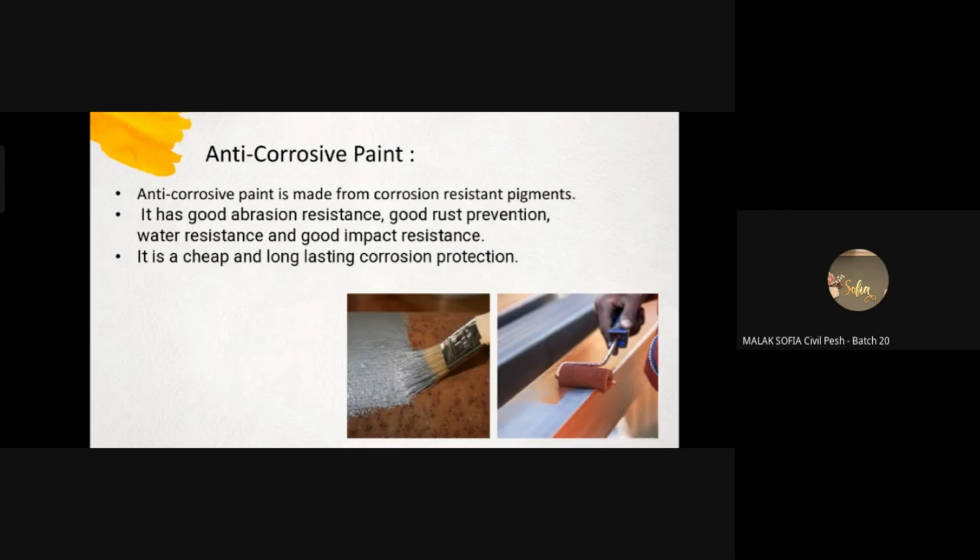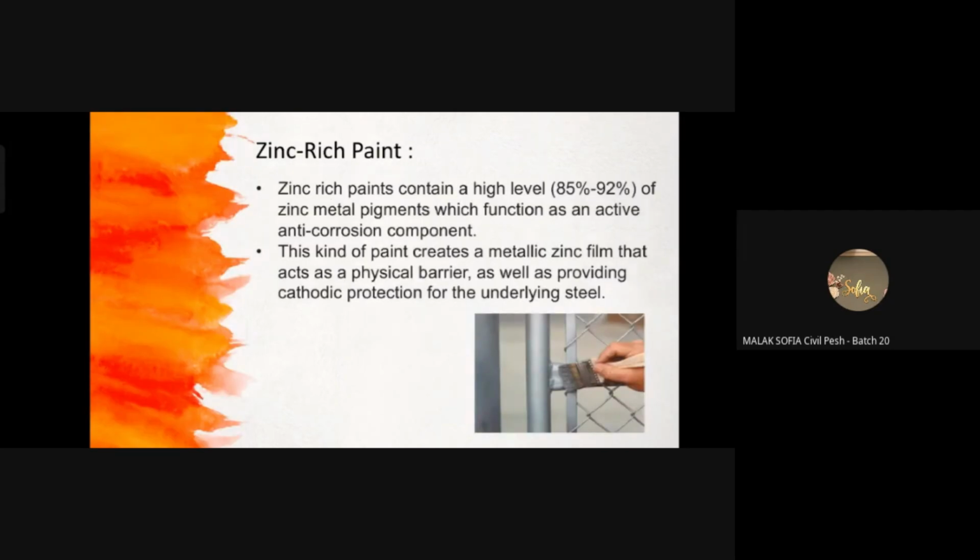The last one we have is the zinc-rich paint. As we have discussed, zinc is an anti-corrosive pigment. So zinc-rich paint will also resist corrosion formation on the surface. The zinc-rich paint contains a high level, nearly 85 to 92%, of zinc pigment, which acts as the anti-corrosive component. The zinc-rich paint protects the surface from corrosion. It also provides cathodic protection to the steel or metal surface, etc.